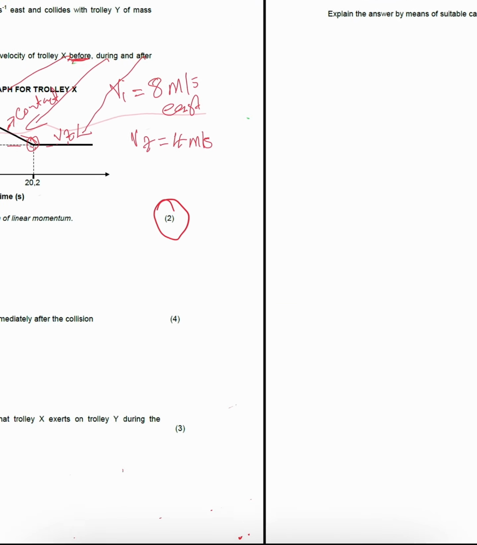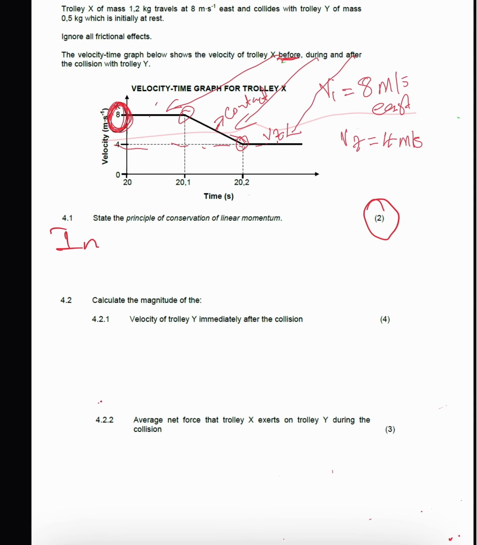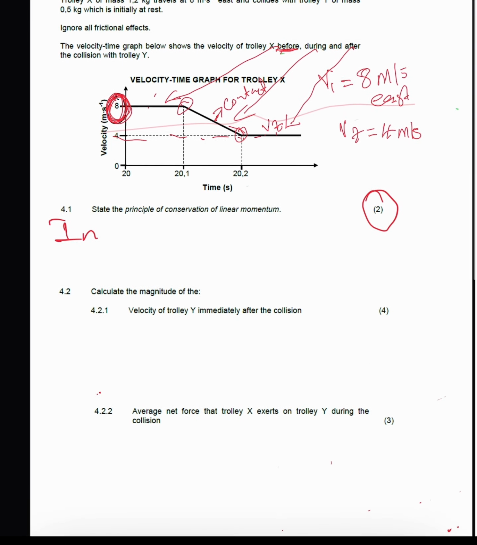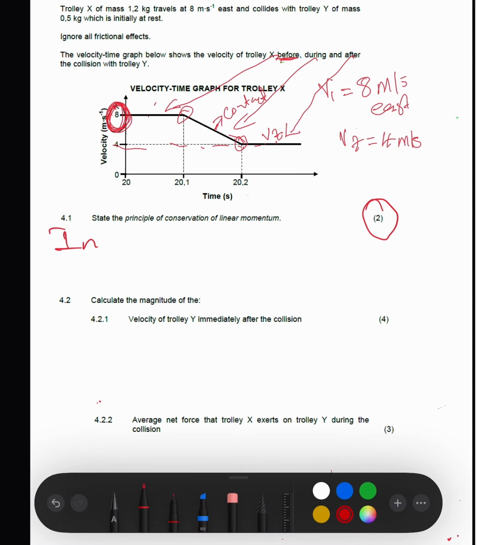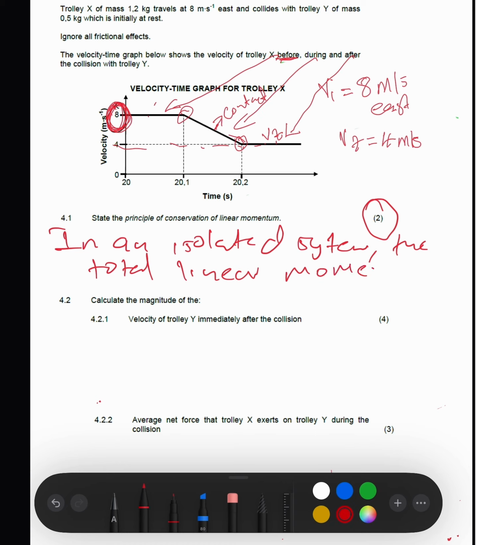Okay, so that's basically what is meant by that. So in an isolated system, the total linear momentum is conserved, or it remains constant. Okay, so that's what is meant by that.